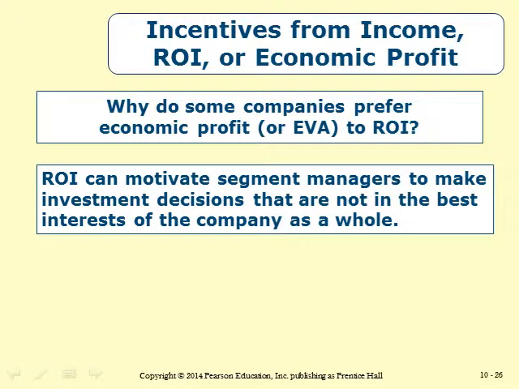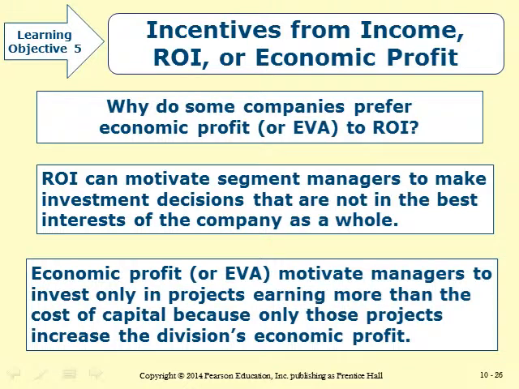So why do some companies prefer economic profit or EVA to ROI? ROI can motivate divisional managers to make investment decisions that are not in the best interest of the company as a whole. Under ROI, the basic incentive is to maximize rate of return. This leads division managers to invest only in projects that will increase their division's ROI, that is, projects with an ROI greater than the division's current ROI. For example, if a company measures performance using only ROI, the manager of a division currently earning 20% may be reluctant to invest in projects that earn 18%, even if accepting such a project would be best for the company.